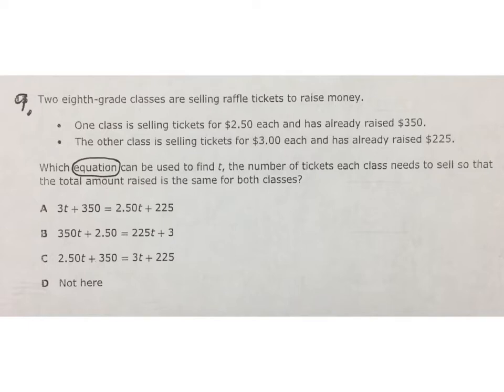Number 9. 2 8th grade classes are selling raffle tickets to raise money. One class is selling tickets for $2.50 each and has already raised $350. The other class is selling tickets for $3 each and has already raised $225. Which equation can be used to find T, the number of tickets each class needs to sell so that the total amount raised is the same for both classes?